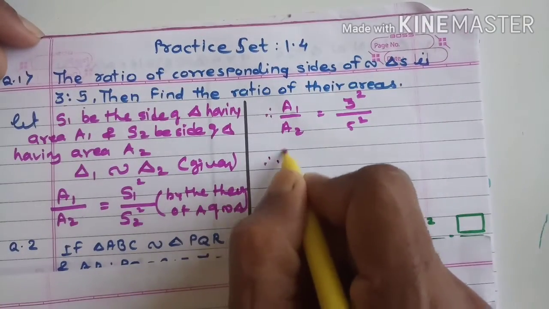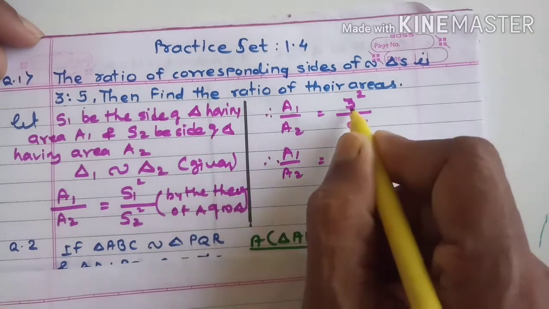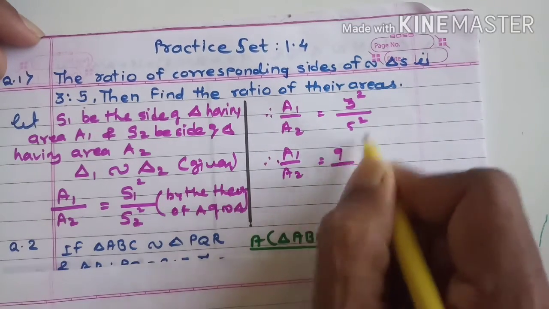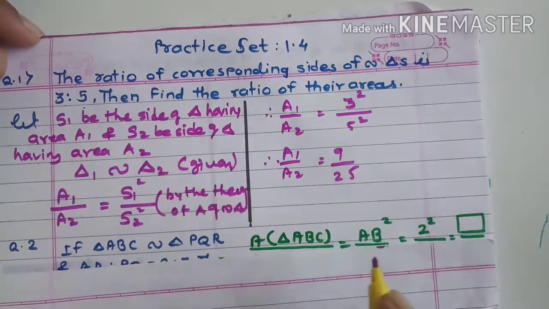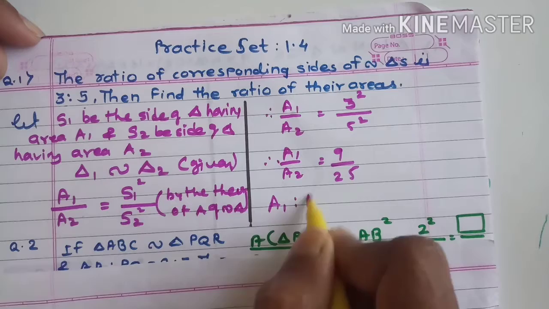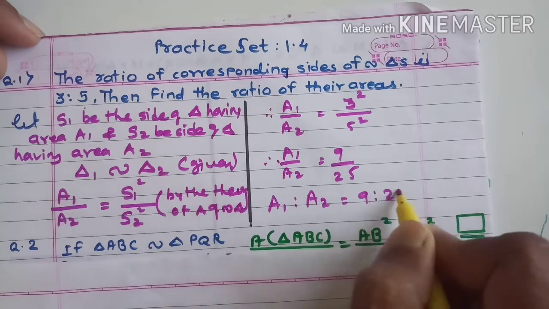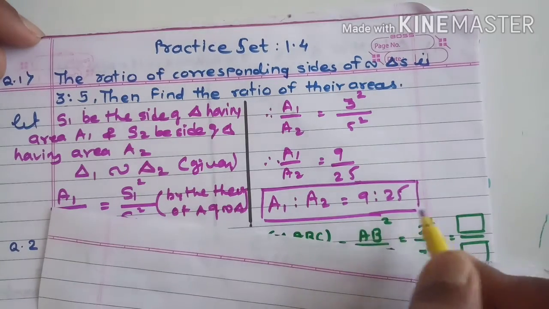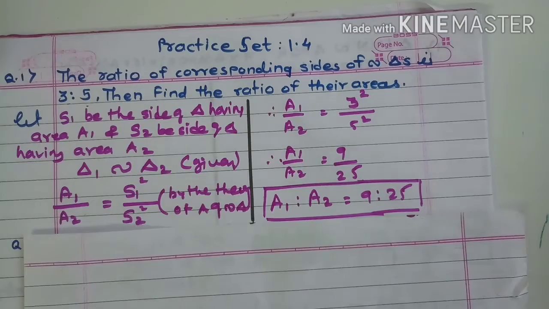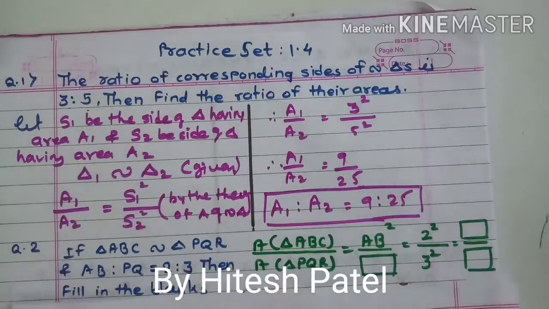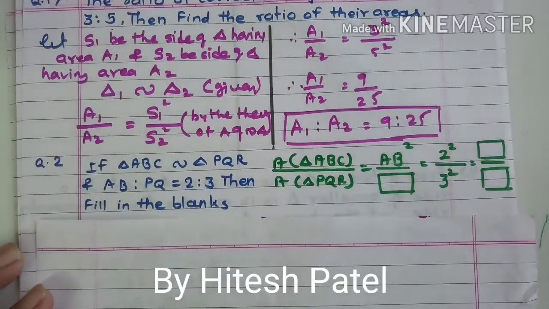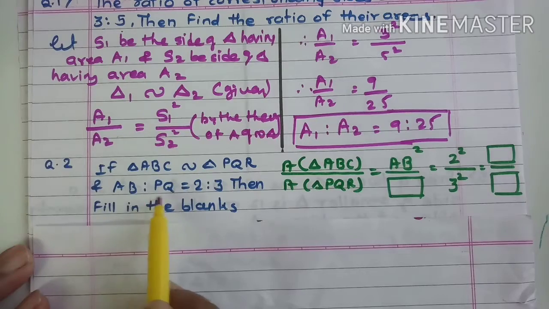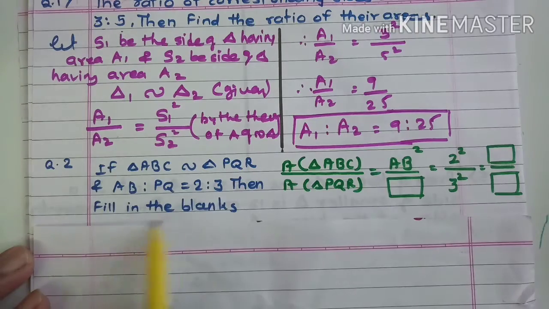Now here A1 upon A2 is equal to 3 square is 9 and 5 square is 25, so A1 is to A2 is equal to 9 is to 25. So the ratio of their areas is 9 is to 25. Now question number 2: if triangle ABC is similar to triangle PQR and AB is to PQ, means the ratio of the sides, is given 2:3, then fill in the blank.